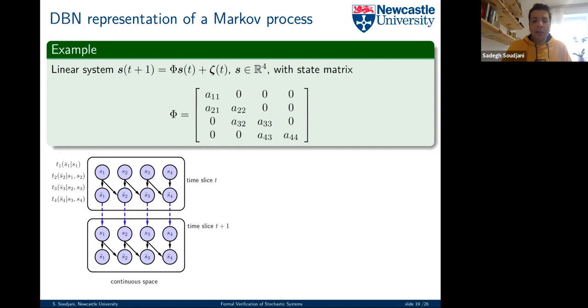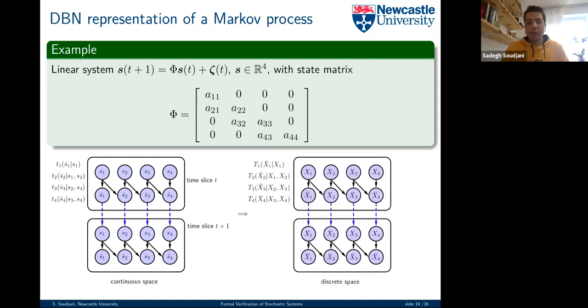So what we can do is approximate it with a discrete version. We keep exactly the same structure, but we replace continuous variables with discrete variables. And instead of conditional density functions, we get conditional probability tables. So these become tables, but these are continuous functions.